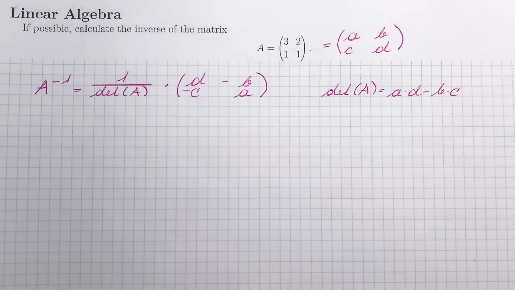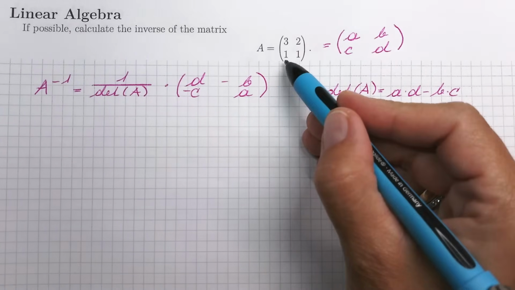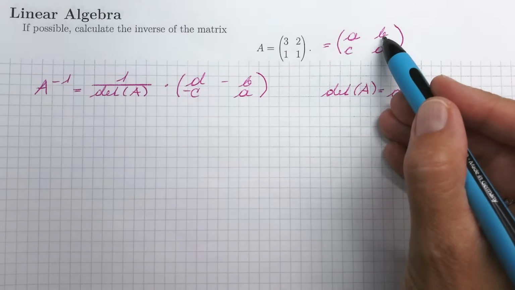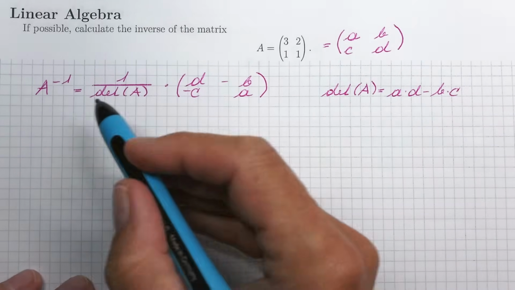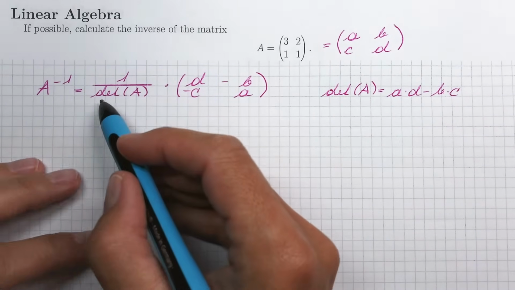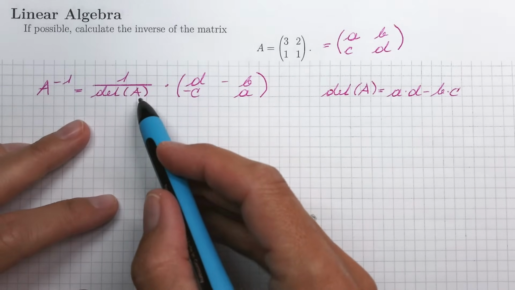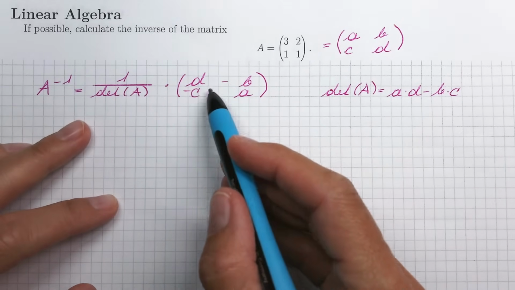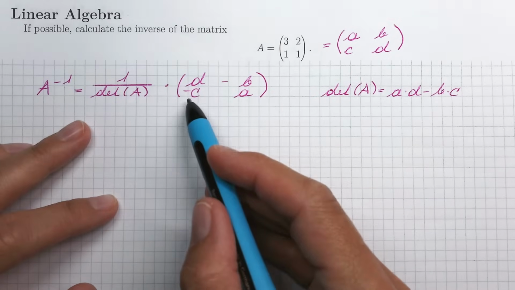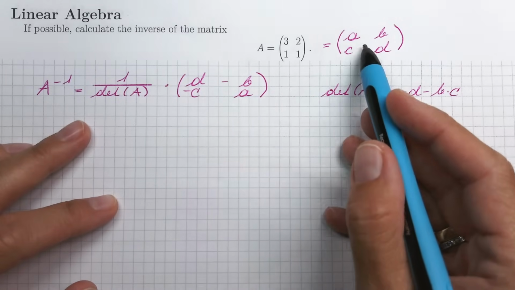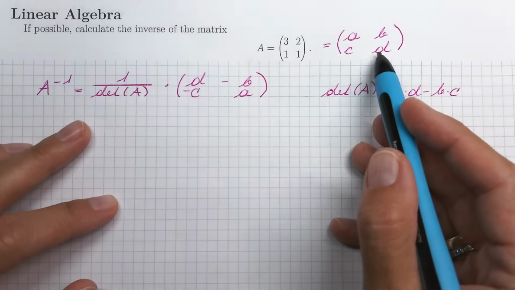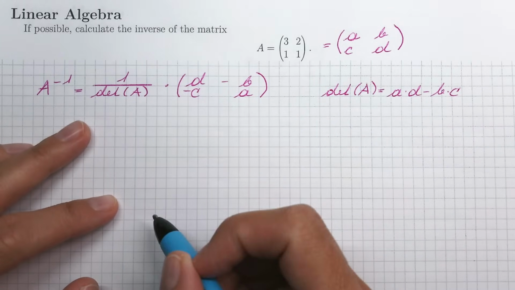Today we're going to calculate the inverse of a 2x2 matrix. We have the matrix A, which has the entries 3, 2, 1 and 1. So this would be A, B, C and D. And the inverse of the matrix is inferred by calculating 1 divided by the determinant of A times D, A, and here we have minus B and minus C. So we just swap these two positions and here they get a negative sign.